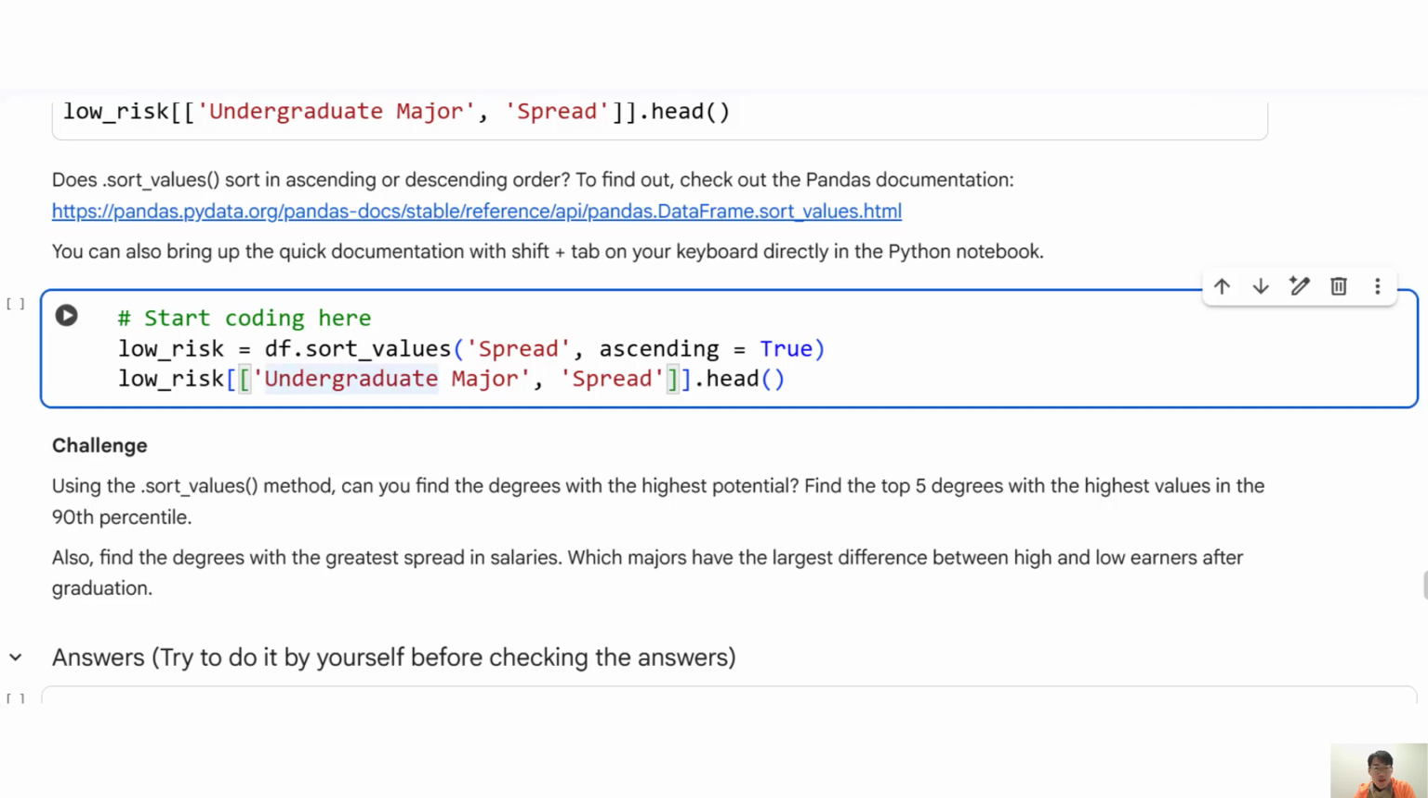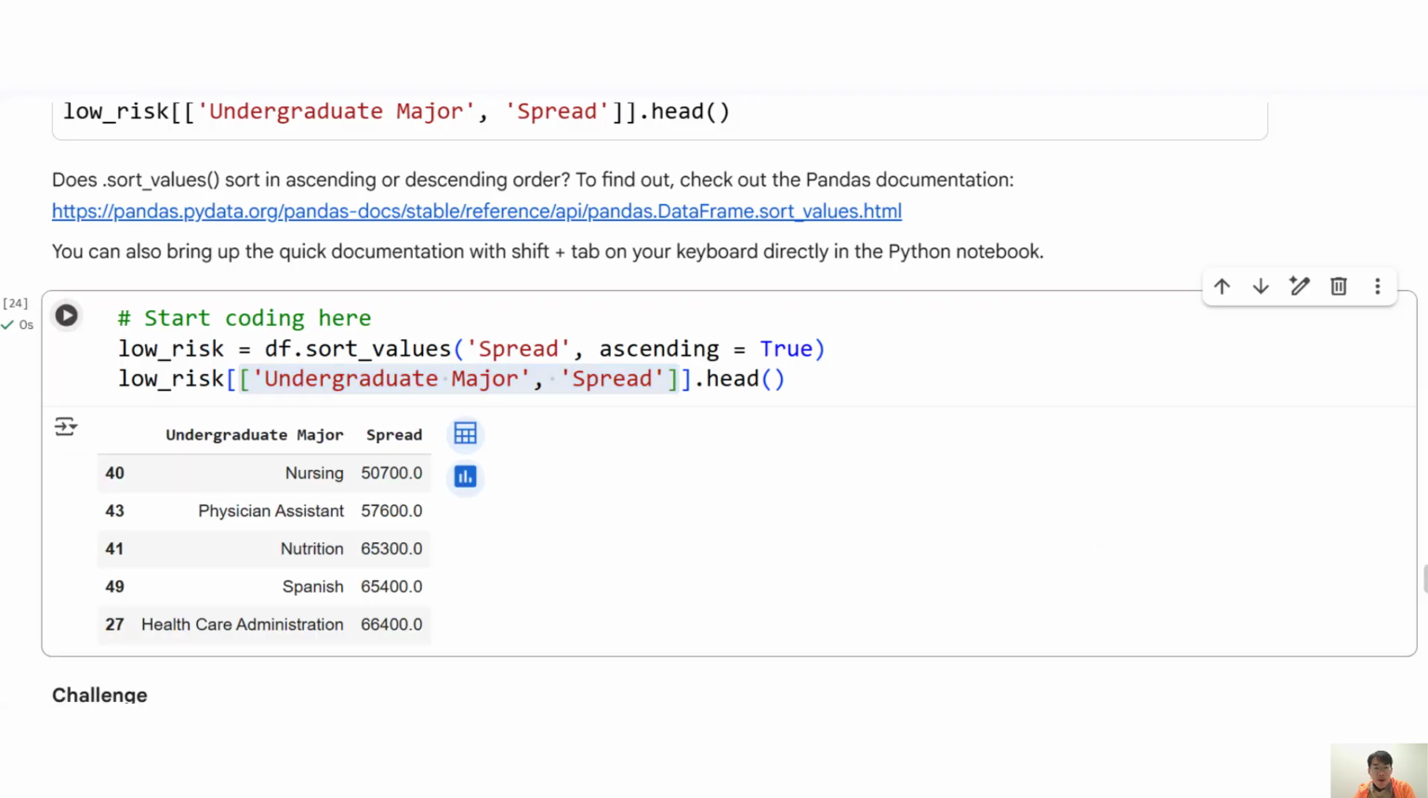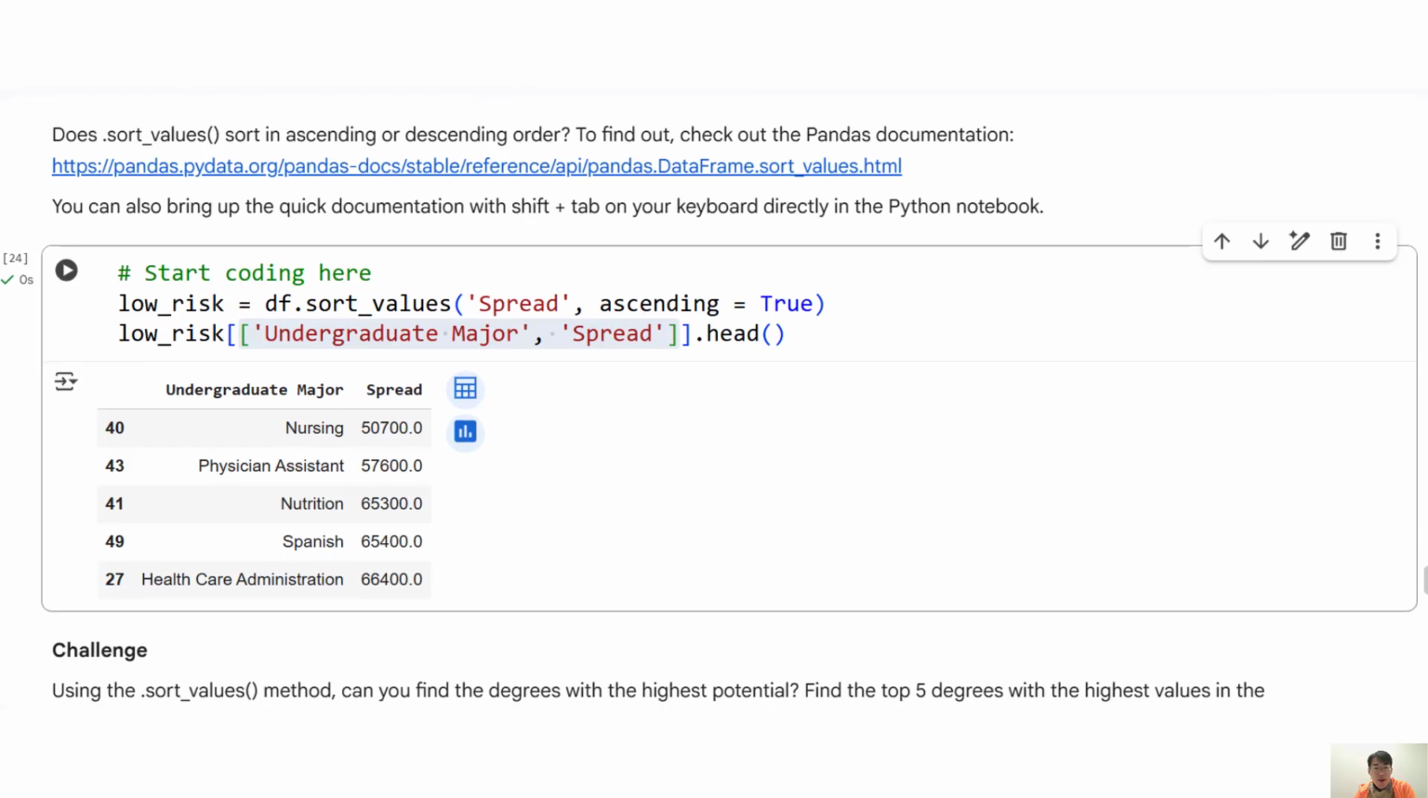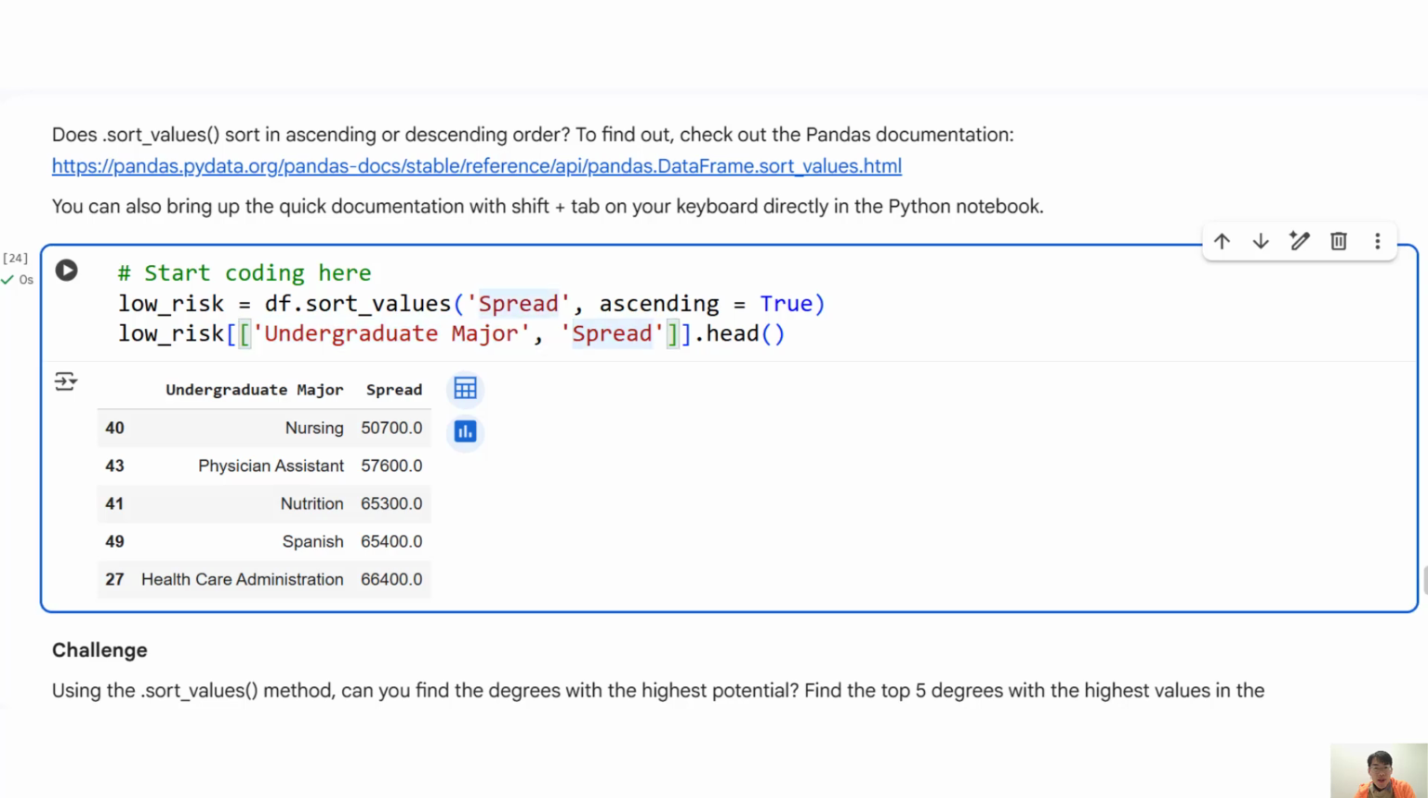So let's execute the code. Low risk, and this is extraction. If you put a square bracket, you can extract a single column. But if in the square bracket you put a list with different column names, you can extract multiple columns and display them. If I run the code, you can see there's a column undergraduate major, and this is spread. Because I sorted them already, it is in ascending order from lowest to greatest.